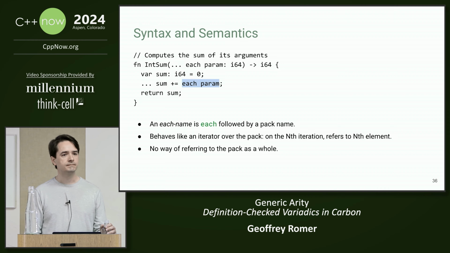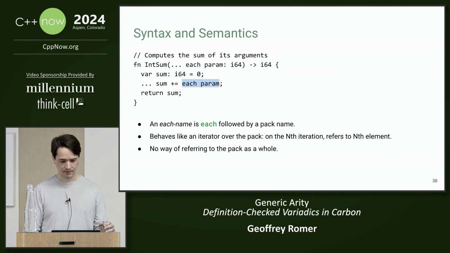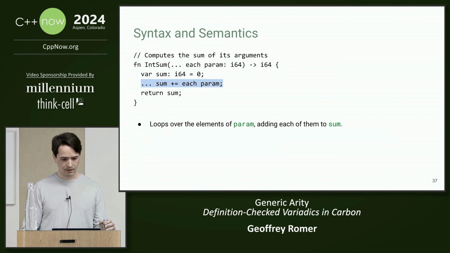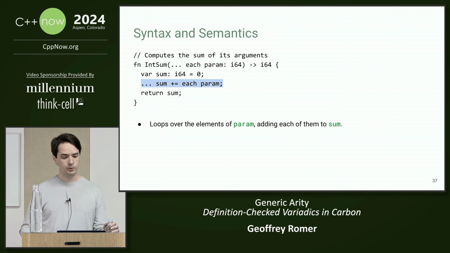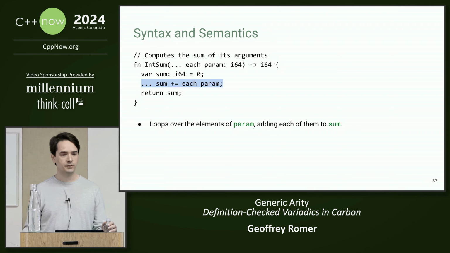Yeah, it would be nice to get both Cartesian products and lockstep expansion, which are both a mess in C++. So yeah, as a whole, this statement loops over the elements of param and adds each of them to sum.